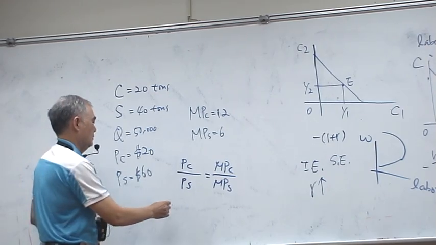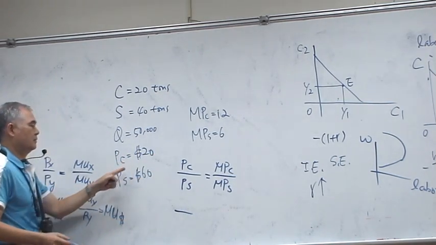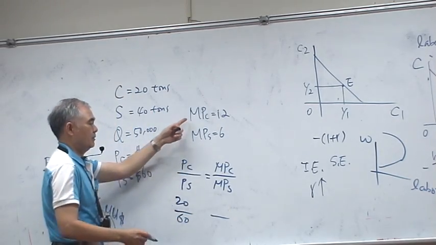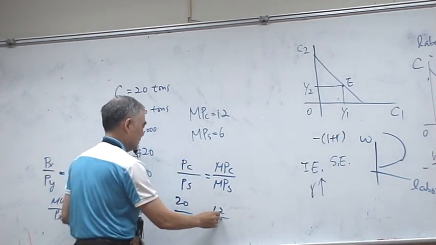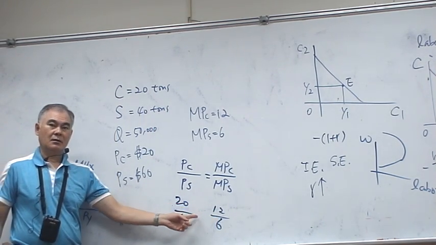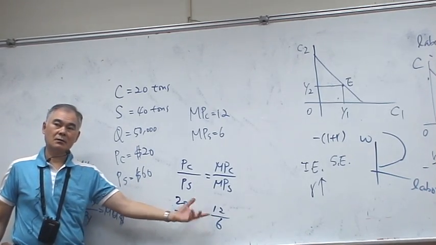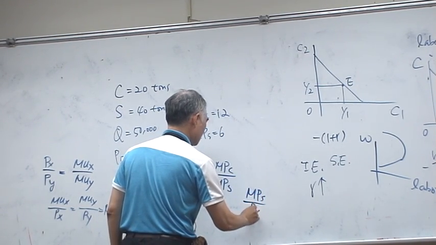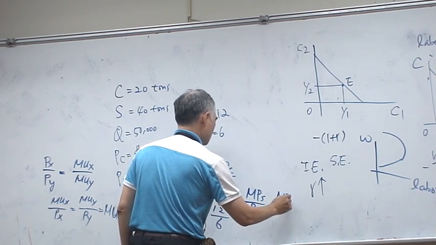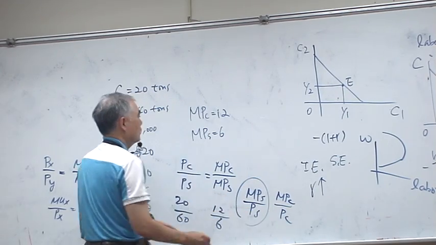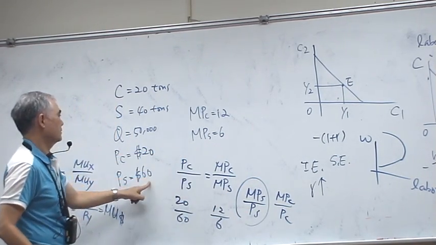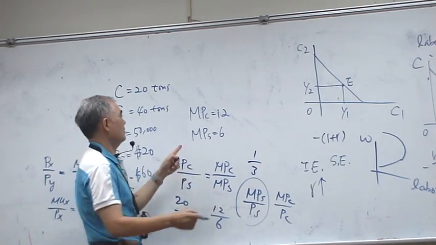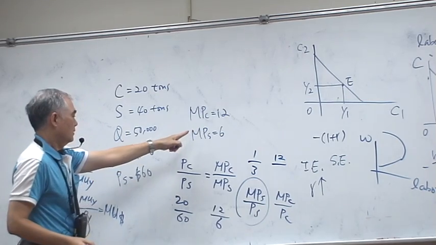So what is PC? PC is 20. Okay, PS, 60. And what about MPC? MPC is 12. And MPS is 6. Is this one equal to that one? The answer is no. Or we can switch it: MPS divided by PS, and here MPC divided by PC. MPS divided by PS is 6 divided by 60, and MPC divided by PC is 12 divided by 20.